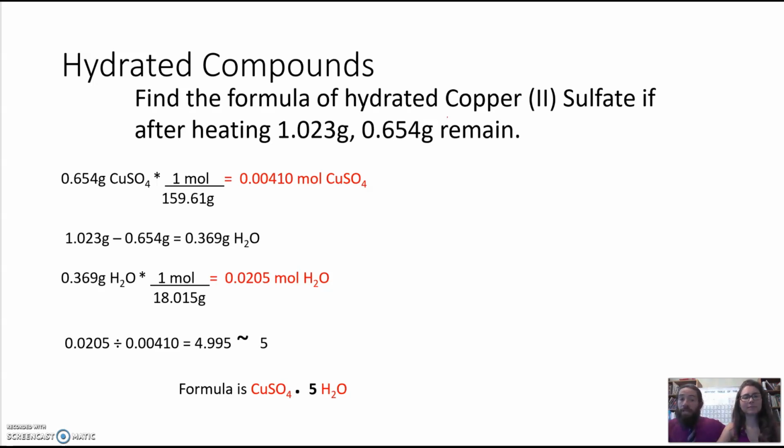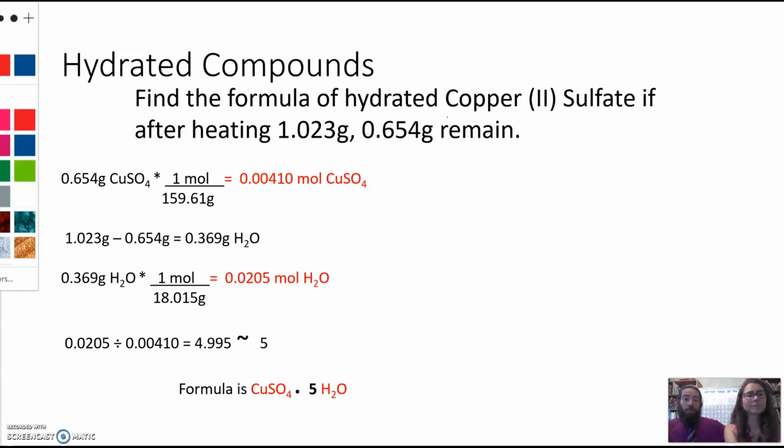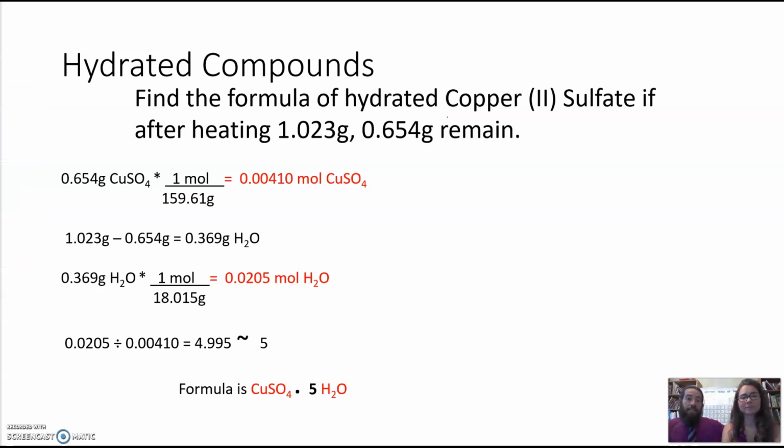We get the molar mass from our periodic table, and we can go from grams to moles. Likewise, we can determine how much water there was by taking the difference. We had the starting mass, and with the mass that remained, the difference is the mass of water that was lost. Using the molar mass of water, again from the periodic table, we can convert that mass, 0.369 grams, to moles. Now we have the mole-mole ratio, but these aren't whole numbers.